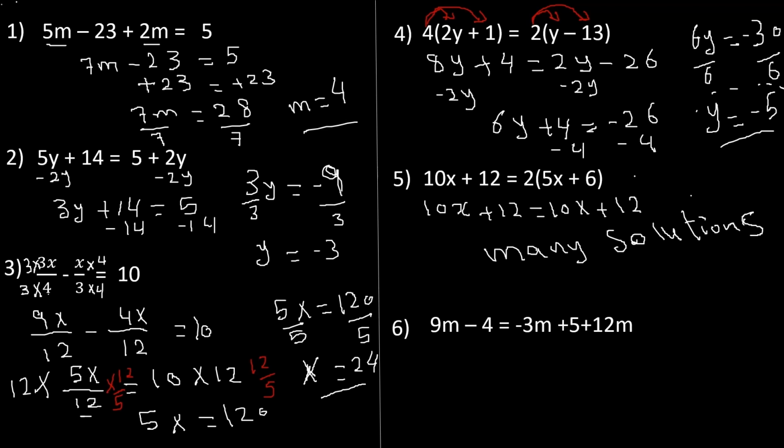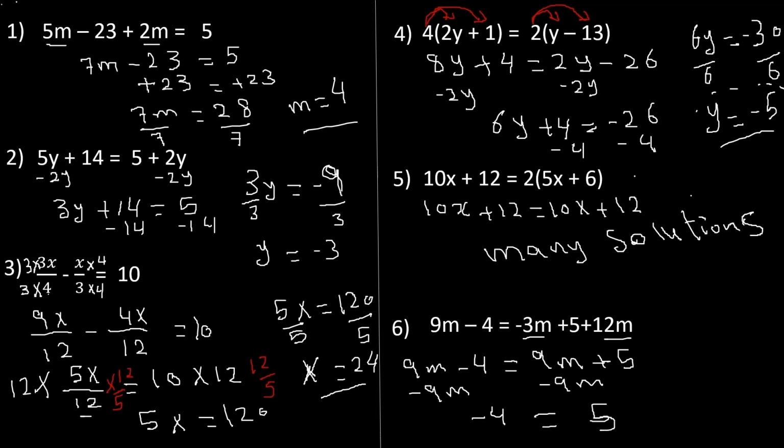9m minus 4 equals negative 3m plus 5 plus 12m. Let's do this. 12m and negative 3m will be 9m plus 5. And the right hand side is also 9m, but minus 4. So these are not equal quantities. If we cancel 9m from both sides, by adding negative 9m, here will be negative 4 and here will be 5. Of course, negative 4 does not equal 5.